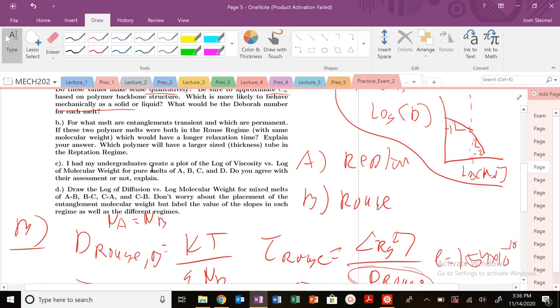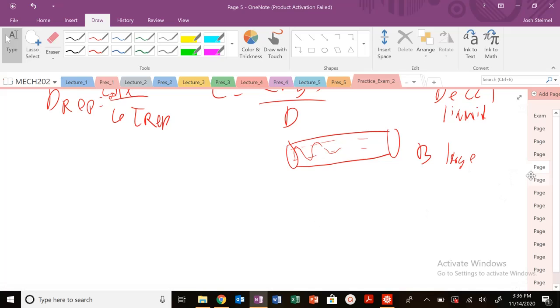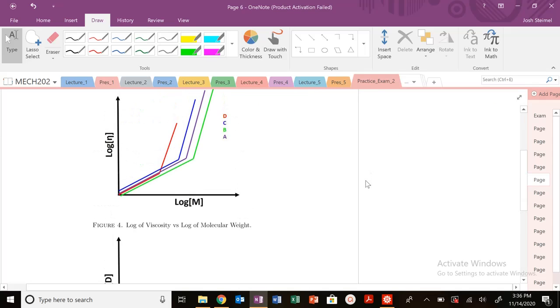All right. So I had my undergraduates create a plot of log of viscosity versus log molecular weight for the pure melts of A, B, C, and D. Do you agree with their assessment or not? Explain. So let's go ahead and look at this plot. Let's look at this page here.